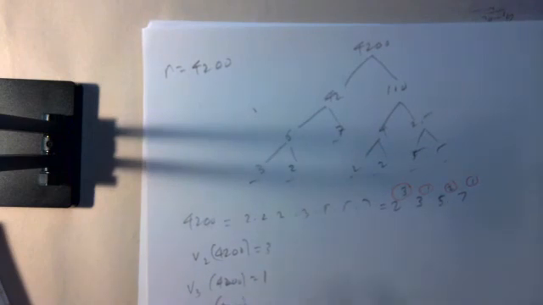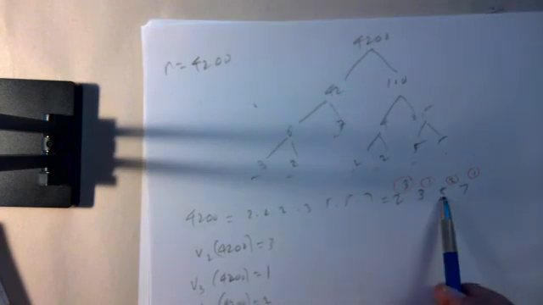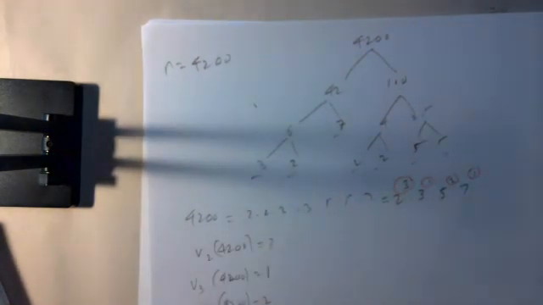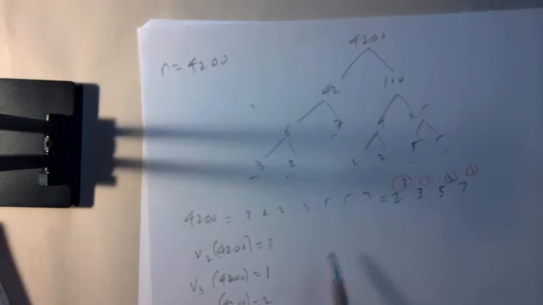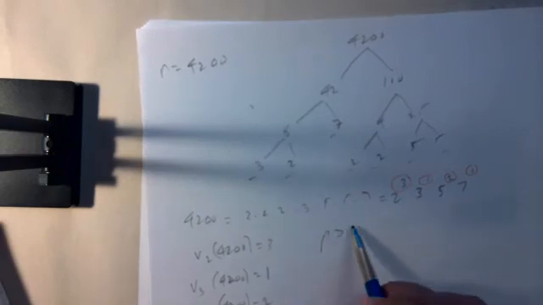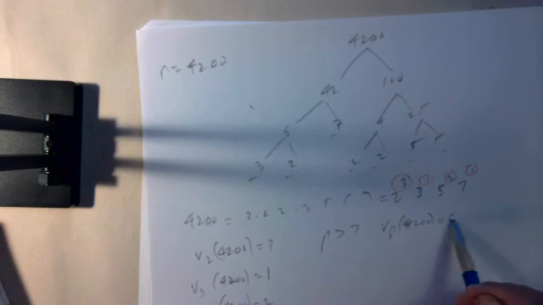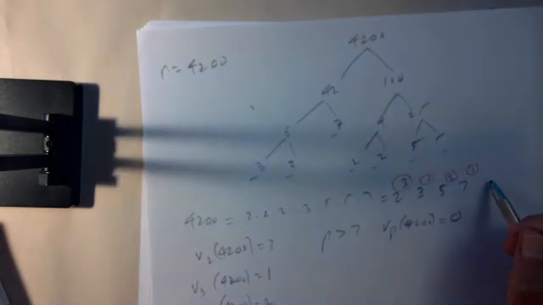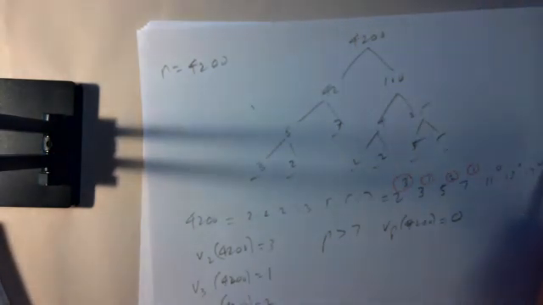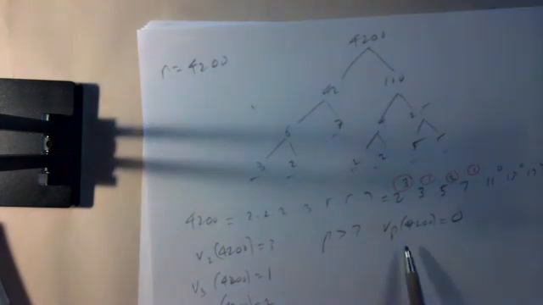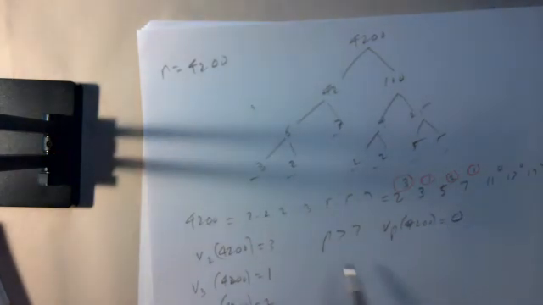V5 of 4,200 is 2, because there are two 5s that divide 4,200. V7 of 4,200 is 1. And for every prime p bigger than 7, the highest power of that prime that divides 4,200 is the 0th power, because this is also like 11 to the 0, 13 to the 0, 17 to the 0, and so forth. So if a prime doesn't divide the number, then VP of that is 0.